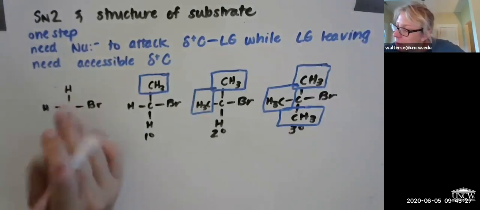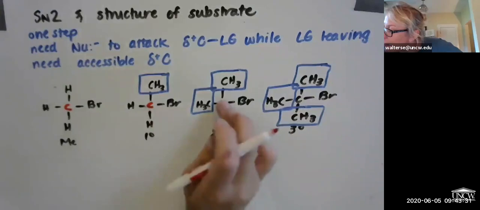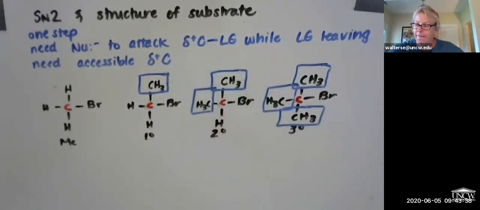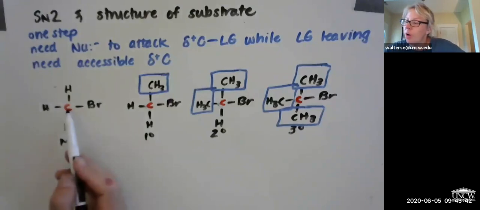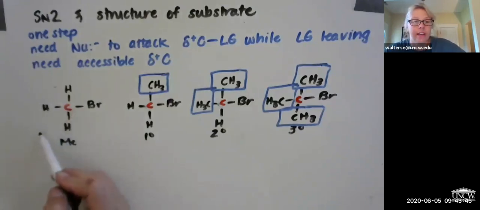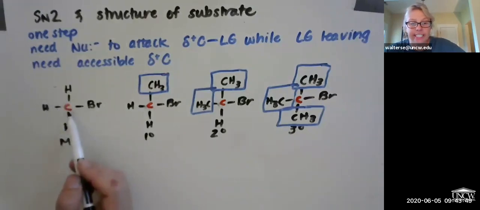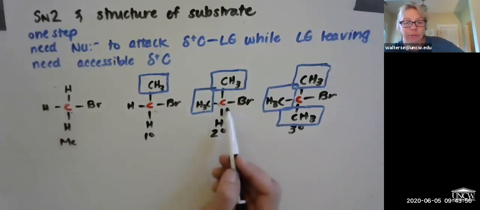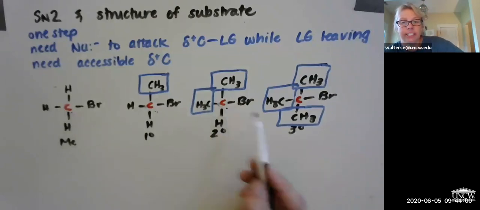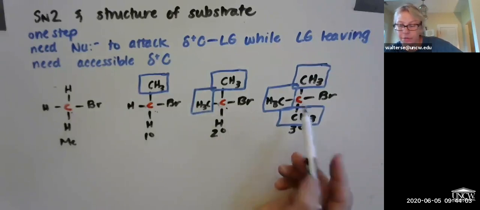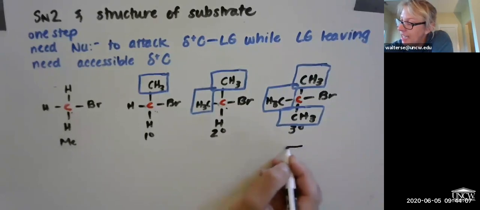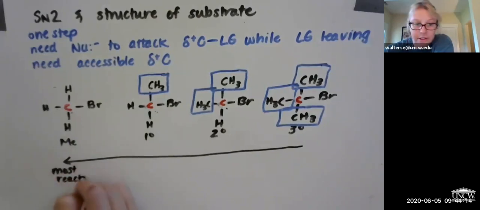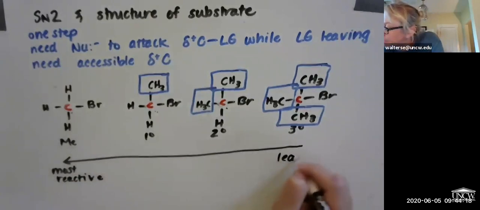And in each case, what we're trying to do is get the nucleophile at the red carbon. So this red carbon is open. You could have, and remember you have free rotation and stuff. So this is an accessible carbon, more accessible than this carbon. The methyl carbon is more accessible than a secondary carbon, which is more accessible than a tertiary carbon. So reactivity in SN2 goes in this direction. These are the most reactive. These are the least reactive.